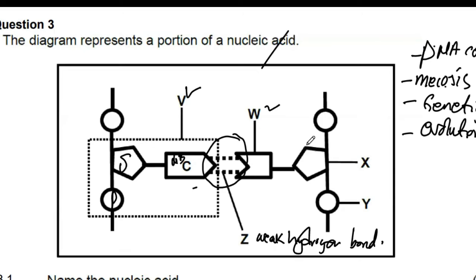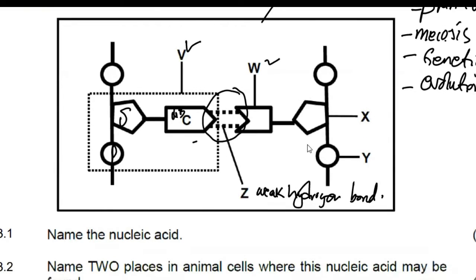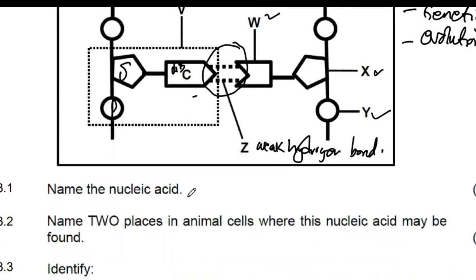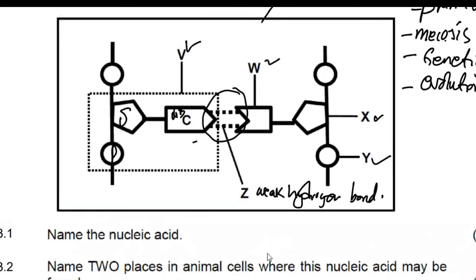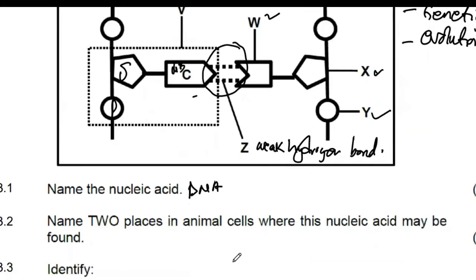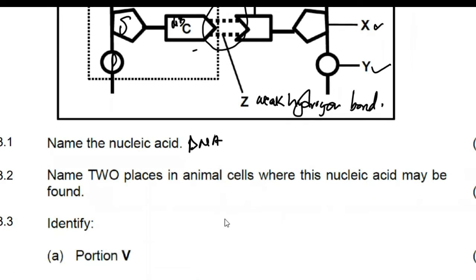So now, since you know that this is a structure and you know how to label it, now let's talk about naming the nucleic acid which is being represented. So we have seen that this is DNA. Then they're saying name 2 places in animal where you can find this DNA. You can find it in animal in 2 places: that is in the nucleus, and then in mitochondrion.